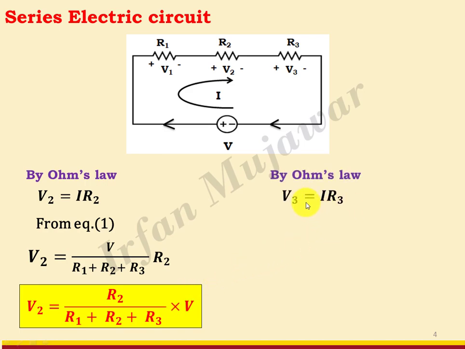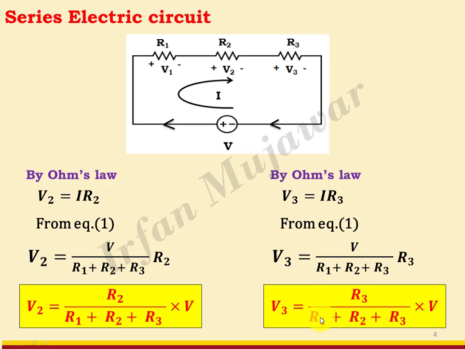Finally, by Ohm's law, we can determine V3 as I into R3, and by same logic, we can put value of I from equation number 1. So V3 is V upon R1 plus R2 plus R3 into R3. Rearranging, V3 is R3 upon R1 plus R2 plus R3 into total voltage. Now if you see the final equations of V1, V2 and V3, we can calculate these voltages without determining the current. There is no term involving current I here. So this is known as voltage divider rule or voltage division rule.